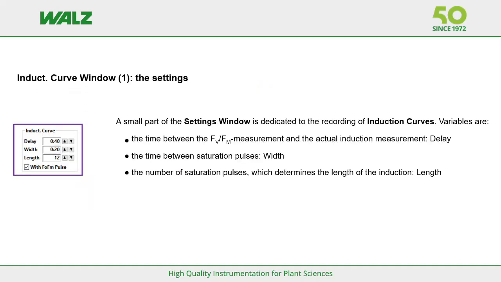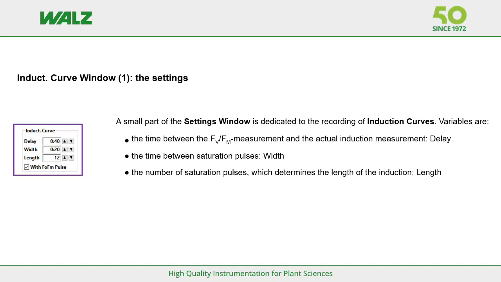Now the induction curve window. However, to define an induction curve, we first have to go to the settings window. An induction curve is defined by 3 parameters. The delay is the time between the F0 FM determination and the start of the actual induction curve. The default value is 40 seconds, but somewhat longer does not hurt.